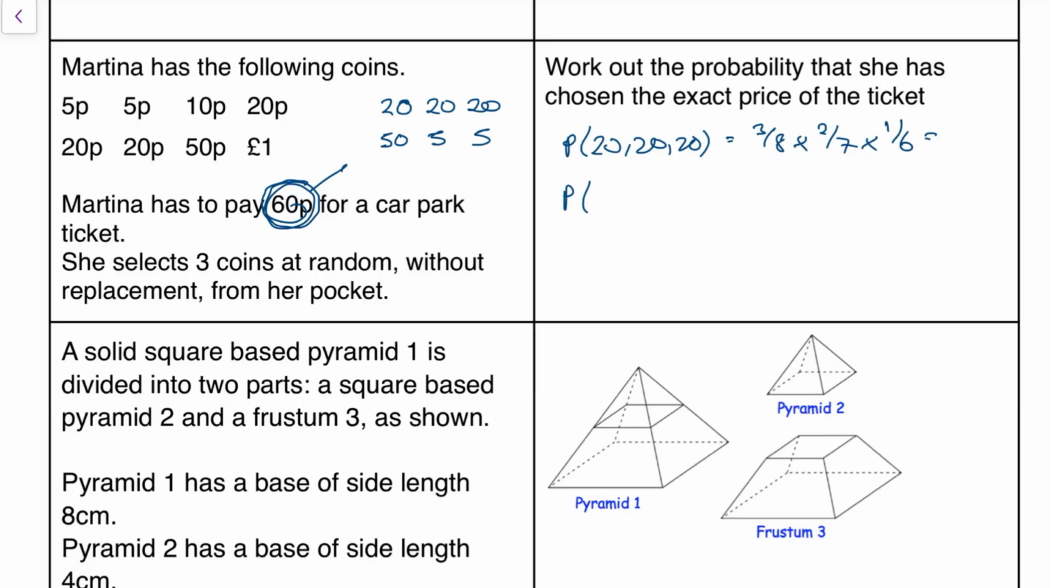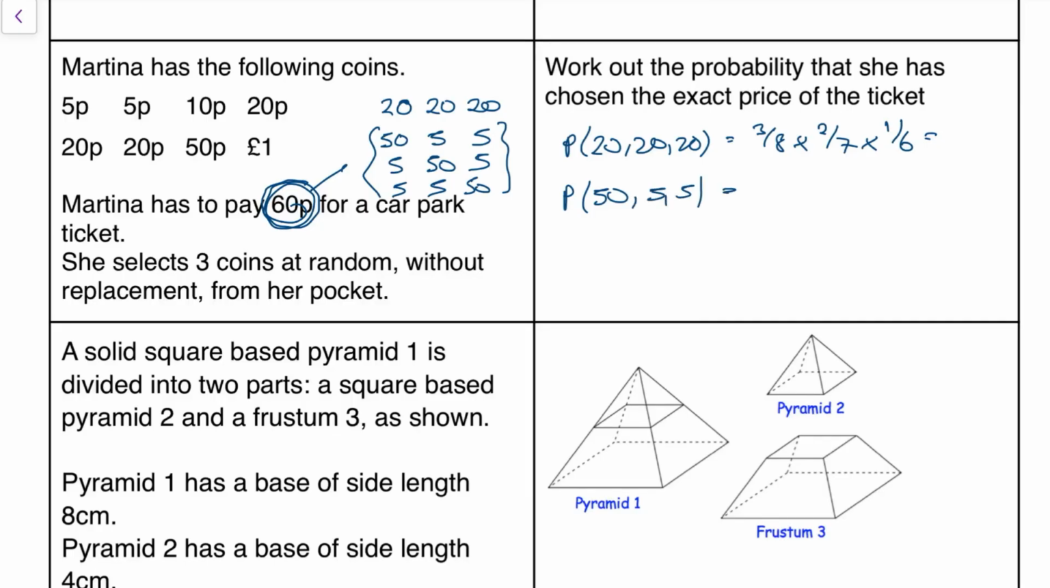Probability of getting 5, 5, 50 could also be 5, 50, 5 or 50, 5, 5. These are all the same thing with different orders of coins. If I work out one of them and multiply it by 3, it must be the same thing. So again, think about why that's true. It must be the same as doing 5, 5, 50 as it is doing 50, 5, 5. So therefore I just work out one of them and multiply that by 3.